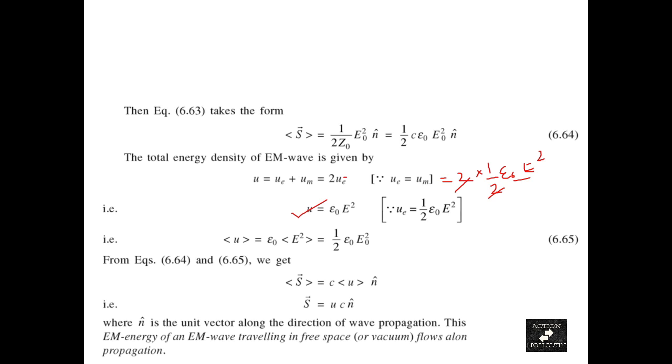If you compare all these equations, this Poynting vector S and this U, you can see there's a relation between them. The average value of the Poynting vector is equal to the speed of light times the average energy density times the n cap vector. The n cap is the direction of propagation, which is perpendicular to both E and H. This expression shows that the wave is traveling in a direction perpendicular to both E and H, and the energy is also flowing in that direction.